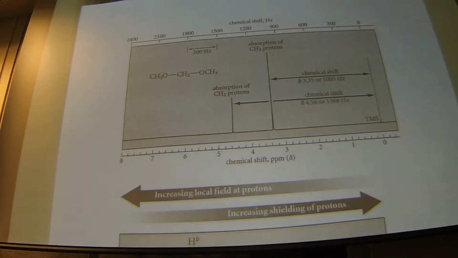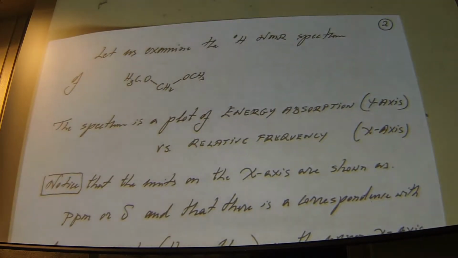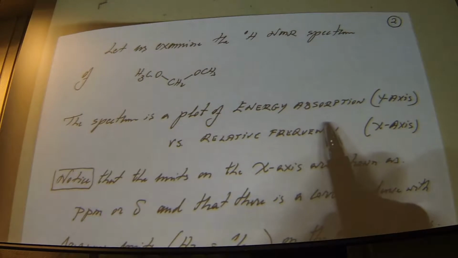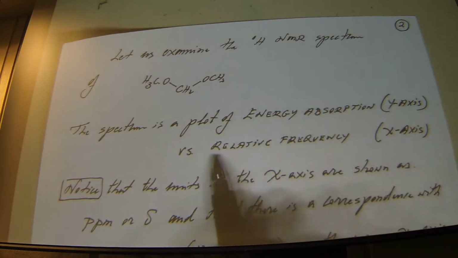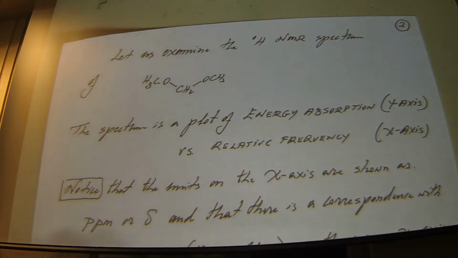So that's what the spectrum looks like. The spectrum is a plot of energy absorption. Always we're absorbing energy, and we're talking about electromagnetic energy on the y-axis versus frequency. So we have a frequency x-axis, and absorption of energy on the y-axis. The y-axis, as I said, has arbitrary units. We're going to see what the physical significance of that is.